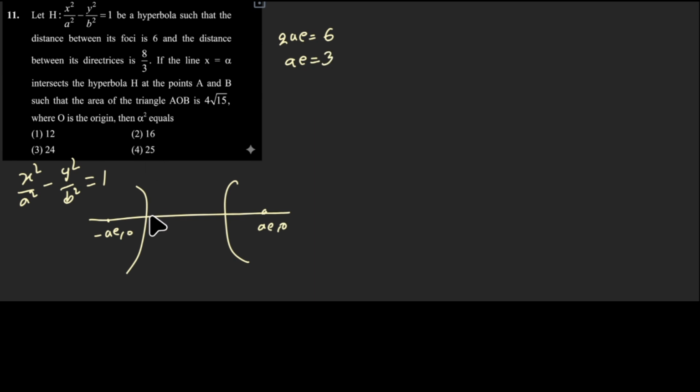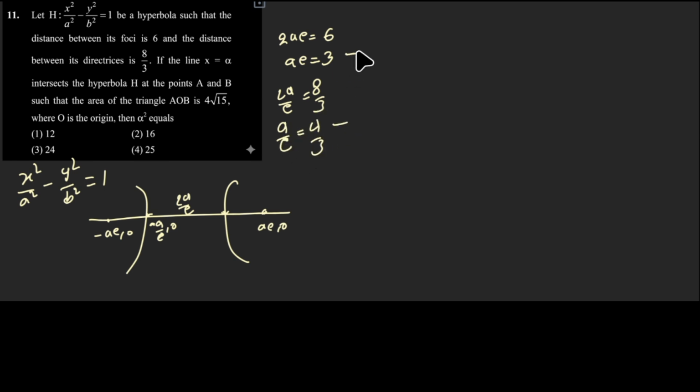Next, the directrices are x is equal to minus a by e and x is equal to plus a by e. The distance between the directrices is 2a by e. So 2a by e is equal to 8 by 3, a by e is equal to 4 by 3.